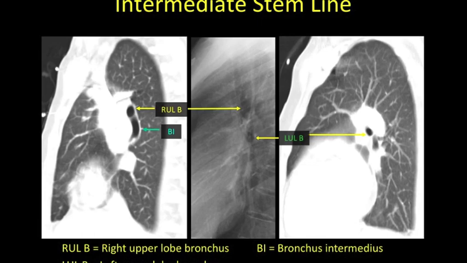The intermediate stem line is something of a landmark that's helpful in assessing the hilar structures. We can see on this sagittal reformat how we have the right upper lobe bronchus, and then after that, the bronchus intermedius is seen. This bronchus intermedius can be seen as an elongated air-filled column, and there's a line that actually demarcates the back of the bronchus intermedius from the adjacent lung. And this has been called the intermediate stem line. This typically crosses through at least a portion of the left upper lobe bronchus, which is visualized here.